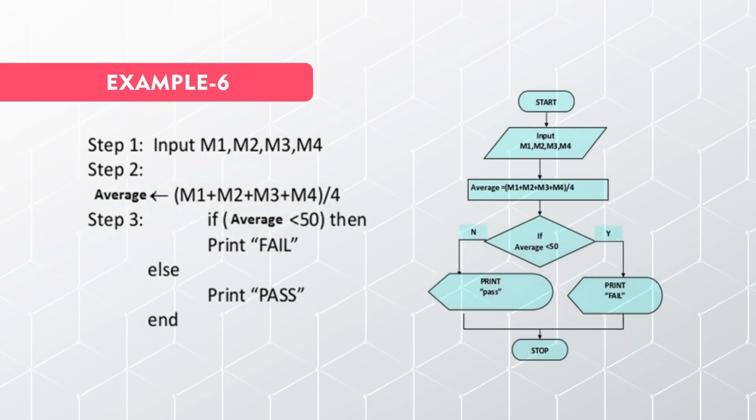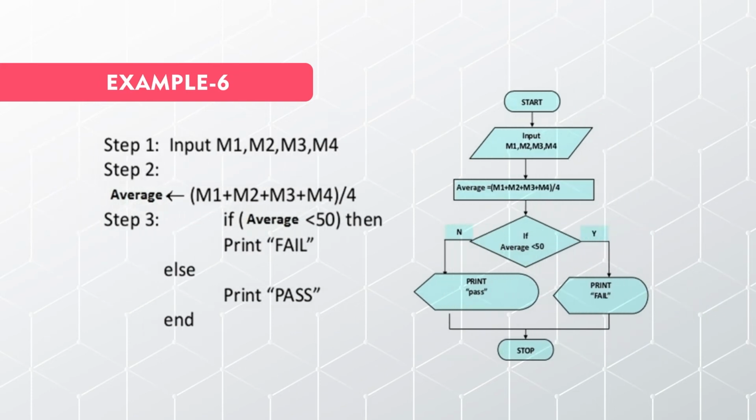Now let us discuss one more problem where we are planning to find the average of the numbers entered by the user. Say 4 numbers are entered by the user, M1, M2, M3, M4, and we need to calculate the average. So average is M1 plus M2 plus M3 plus M4 divided by 4, and we want to find that a person who is securing less than 50% of the average is fail, and a person who is securing more than 50% is pass. So we want to identify whether a person is fail or pass.